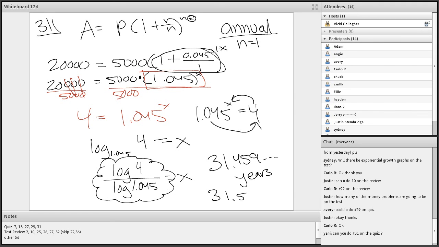And again, I can guarantee you there will be a word problem like this one on tomorrow's test. So make sure that you're using logs to solve that problem.